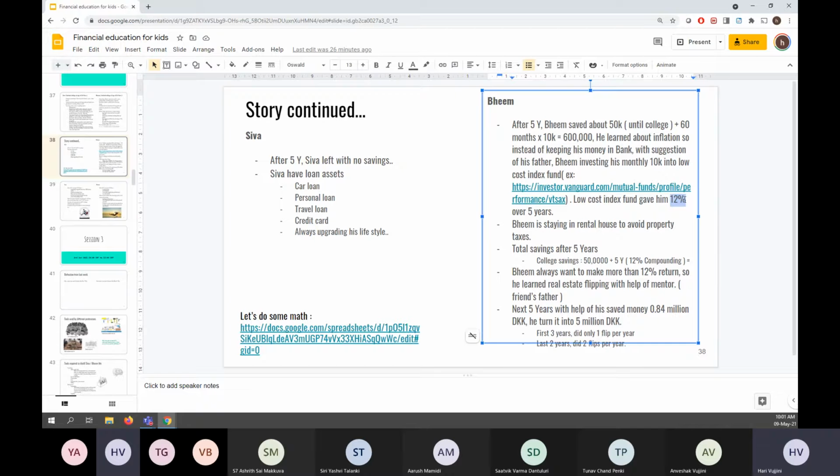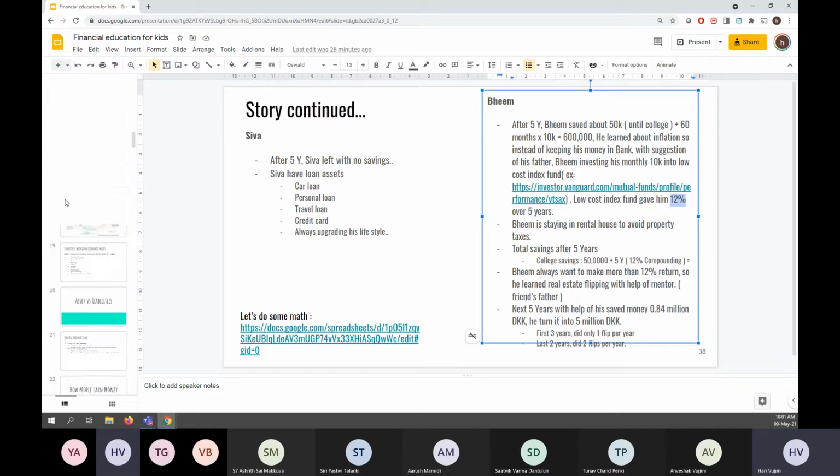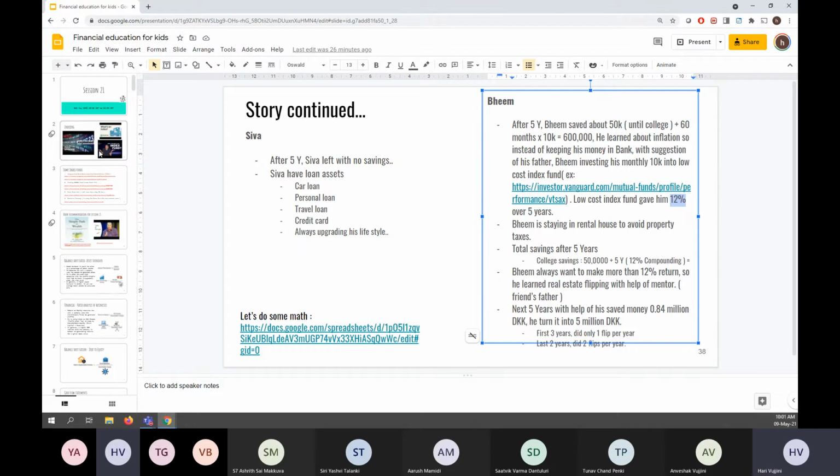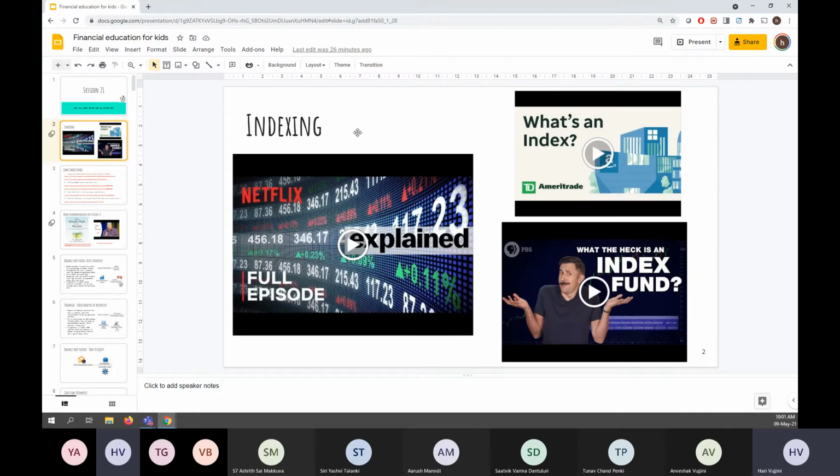Just to connect back, we touched on this index fund when we were talking about Shiv and Beam and how Beam was investing his college savings, and he made 12% return. So that was a low cost index fund. Let's come back and see what an index fund is. I have a few videos. Let's see them first, and then I can do whiteboarding.